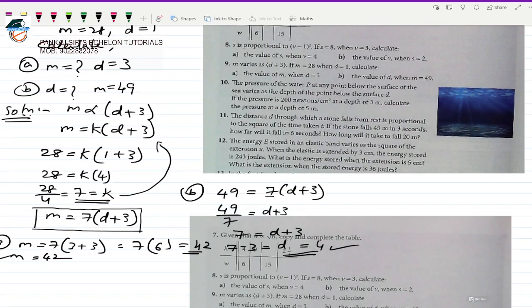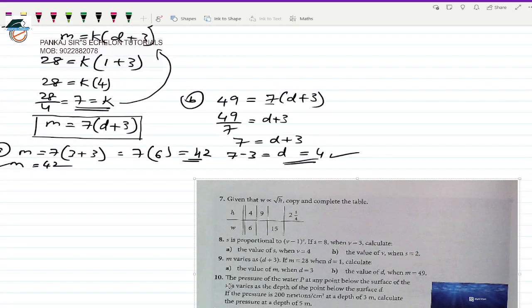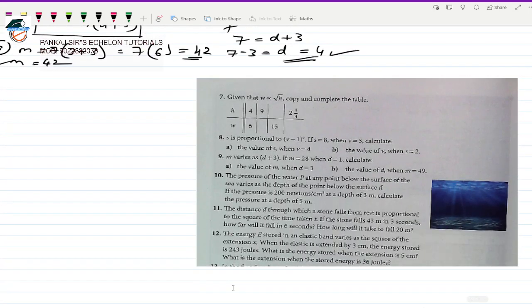Now, let us come to question number 10. What is question number 10 saying? Let us see. Question number 10 says, now it's a word problem, so you'll have to be a bit careful.